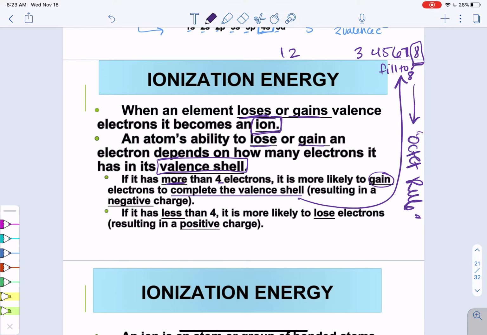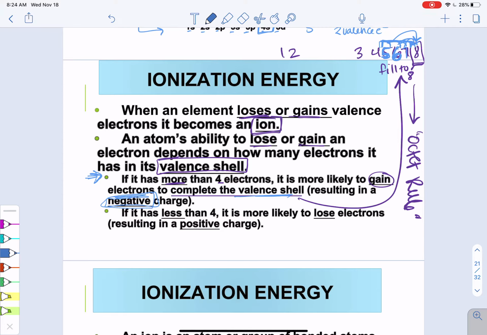So what this rule is saying, or what this bullet point is saying, is if the atom has 5, 6, or 7, it is going to gain however many it needs to get to 8. Because if it has 5 electrons, it can gain 1, 2, 3 to get to 8, rather than losing all 5. If it has 6 electrons, it can gain 1, 2 to get to 8, and 7 can gain 1. So they will gain electrons so that they can fill their valence shell. And if they gain electrons, they will have a negative charge.